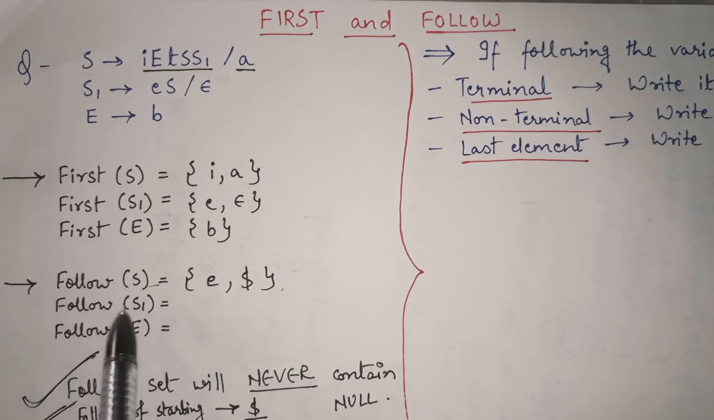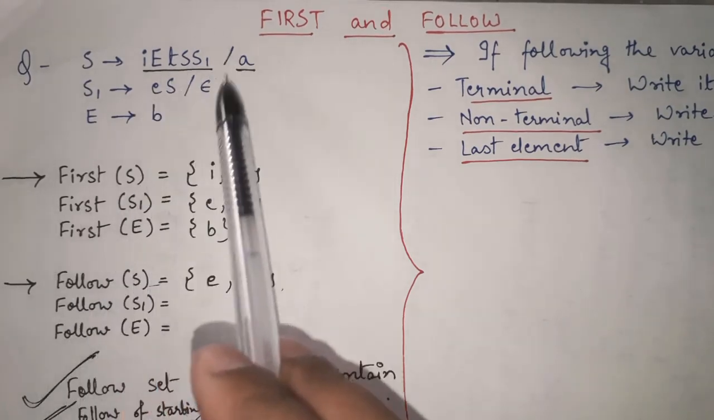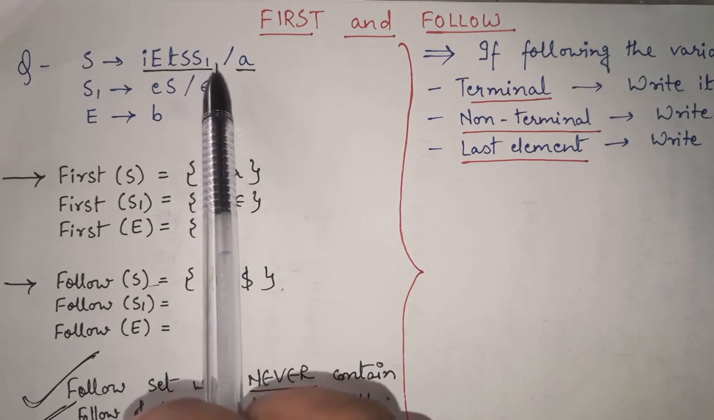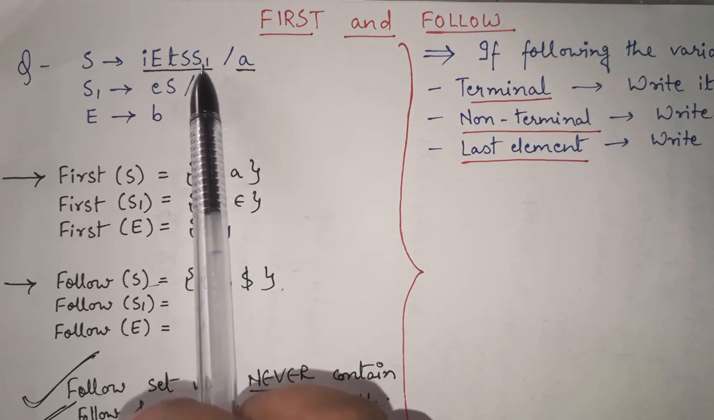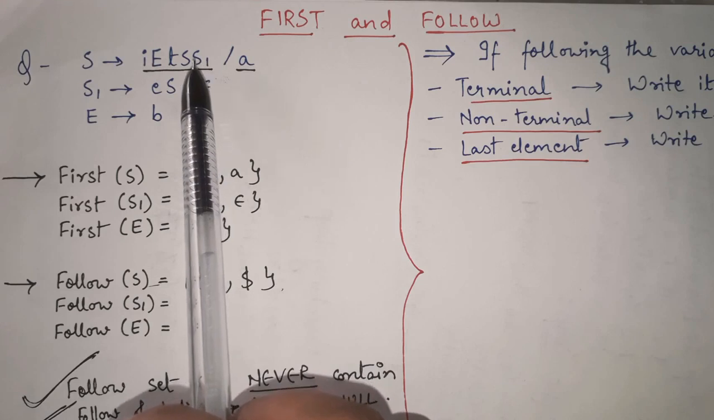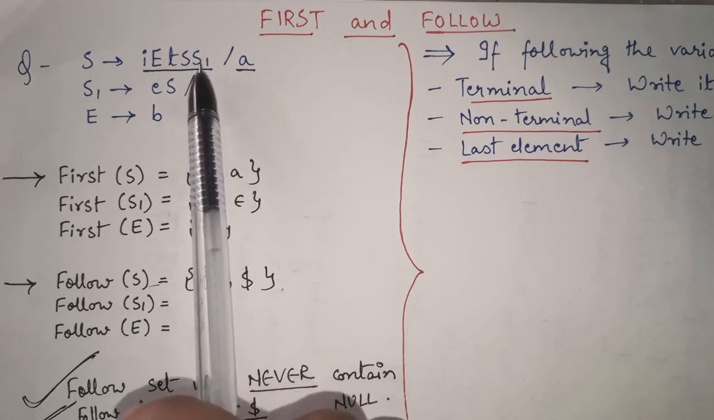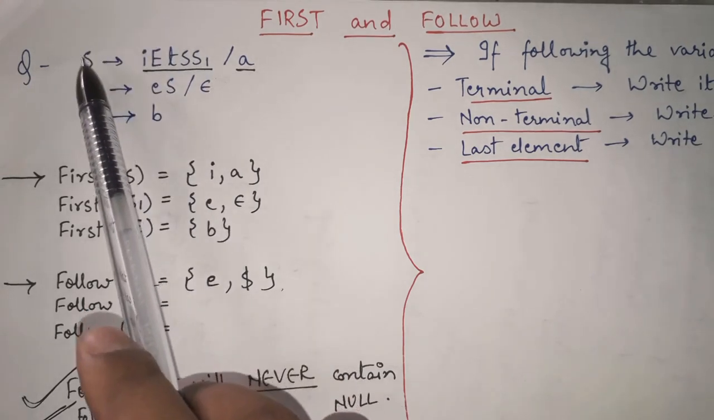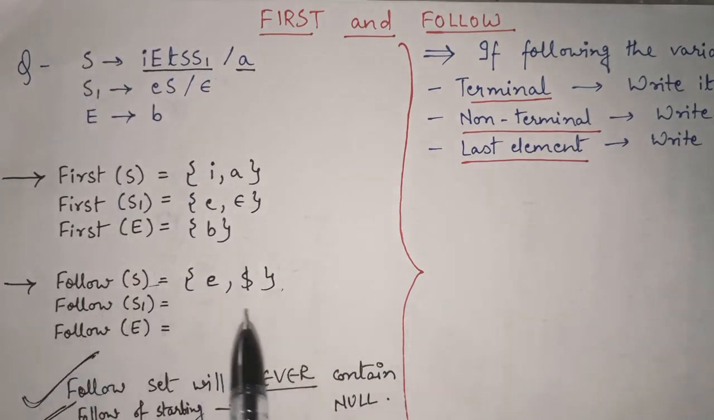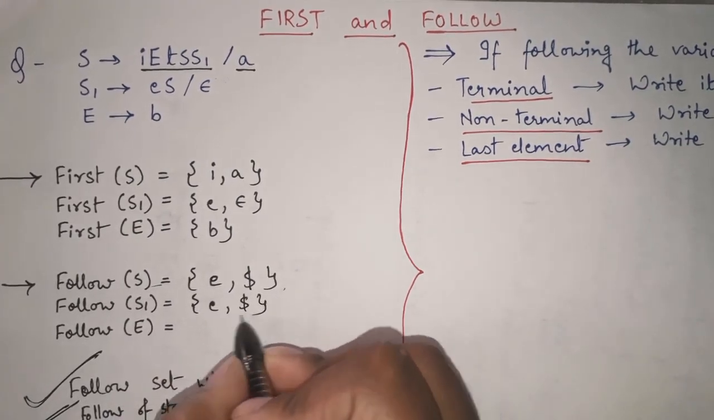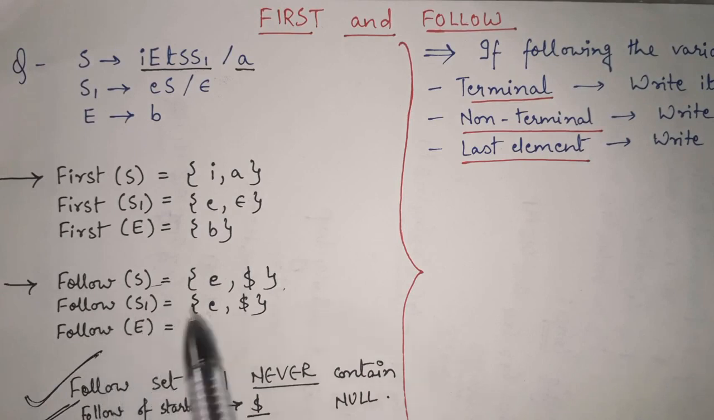Now the second one is follow of S1. For finding the follow of S1, we have to see where S1 is present in the RHS. So in the RHS only at one place S1 is present. Now in this case, what is following S1? Nothing. So S1 is again my last element. So whenever any variable is my last element, what does my rule say? Write the follow of LHS, that is, write the follow of S. So follow of S is E and dollar. In this case, we will write the follow of S here as it is. So that will become my follow of S1.